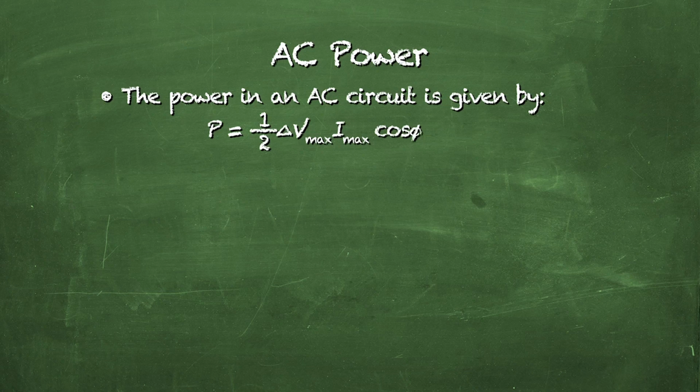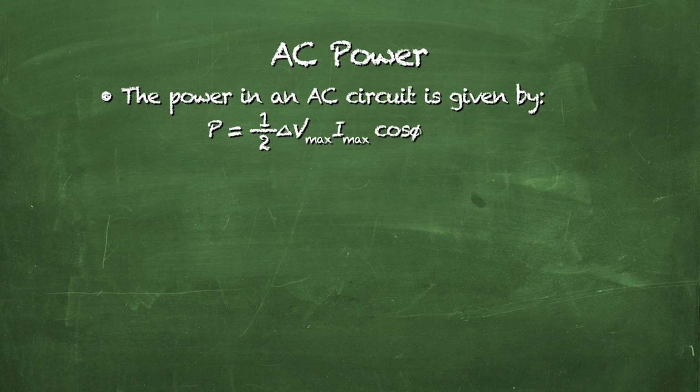So the power can be anywhere from 1/2 delta V max I max to 0, depending on the cosine of phi. What that means is that a resistor, for which the voltage and the current are in phase, dissipates energy over time, whereas inductors and capacitors, for which the voltage and the current are 90 degrees out of phase, do not dissipate energy. They only store energy temporarily.